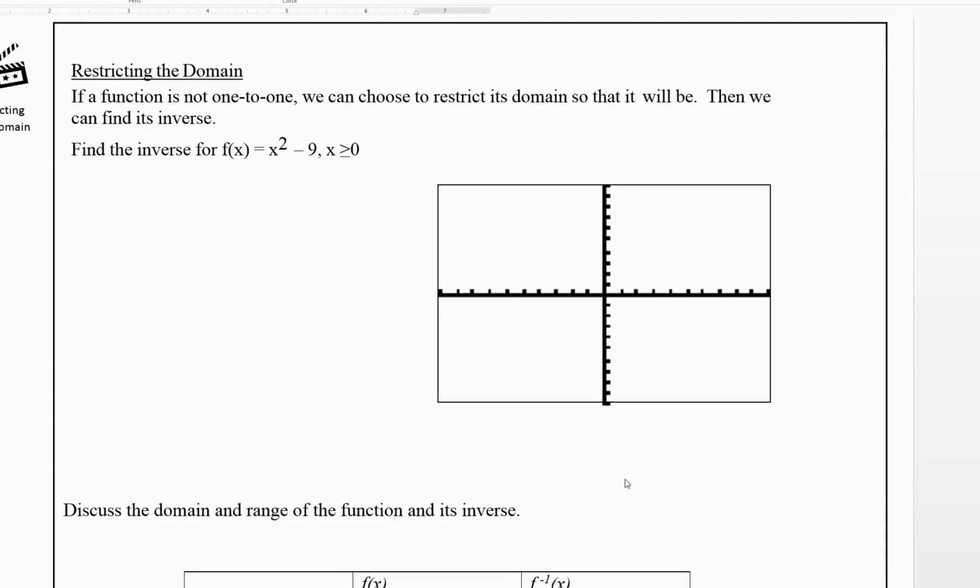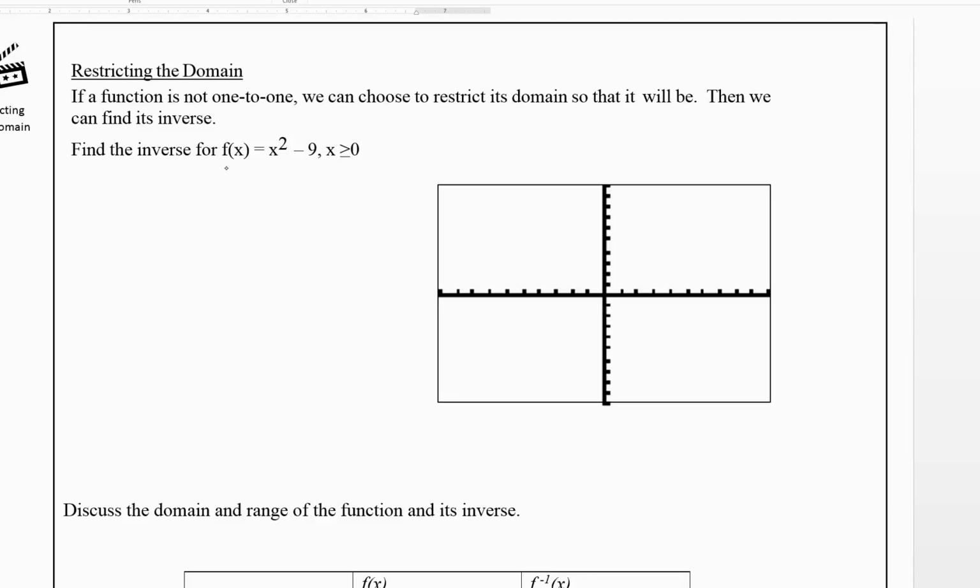Okay, I mentioned earlier that when a function isn't one-to-one, we can actually just use part of the domain, only look at the function for that part, and then find an inverse for that part of the function. And that's called restricting the domain, okay? So what we're gonna do is look at a function that's not one-to-one.